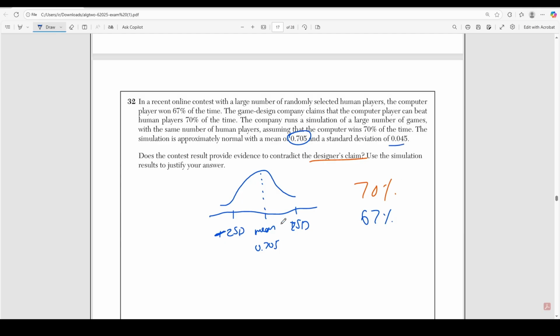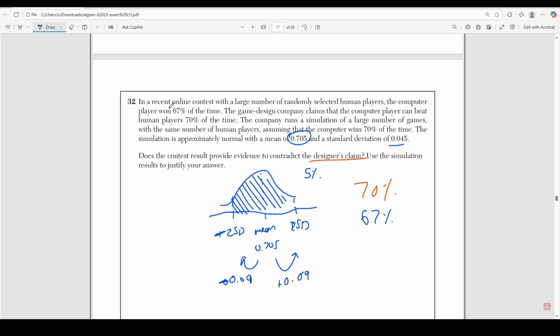So 2 times the standard deviation is 0.09, which we add to the mean and subtract from the mean. Essentially, 95% of the data falls between this range. So if our data falls outside of this range, it's part of the 5% of data that isn't fitting our model.